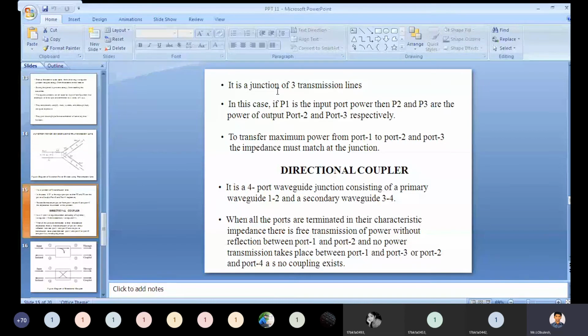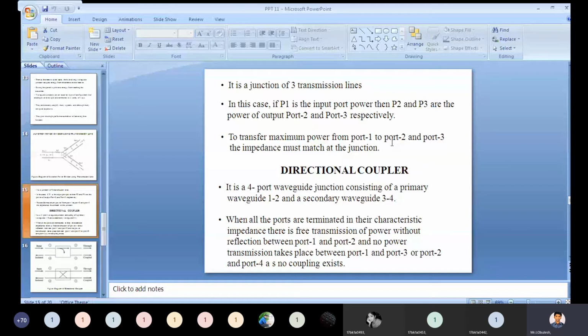It is a junction of 3 transmission lines. In this case, if port 1 acts as the input power, then P2 and P3 are the output ports respectively. If you want to transfer maximum power from port 1 to port 2 and port 3, you require impedance match. The impedance must match at the junction level.